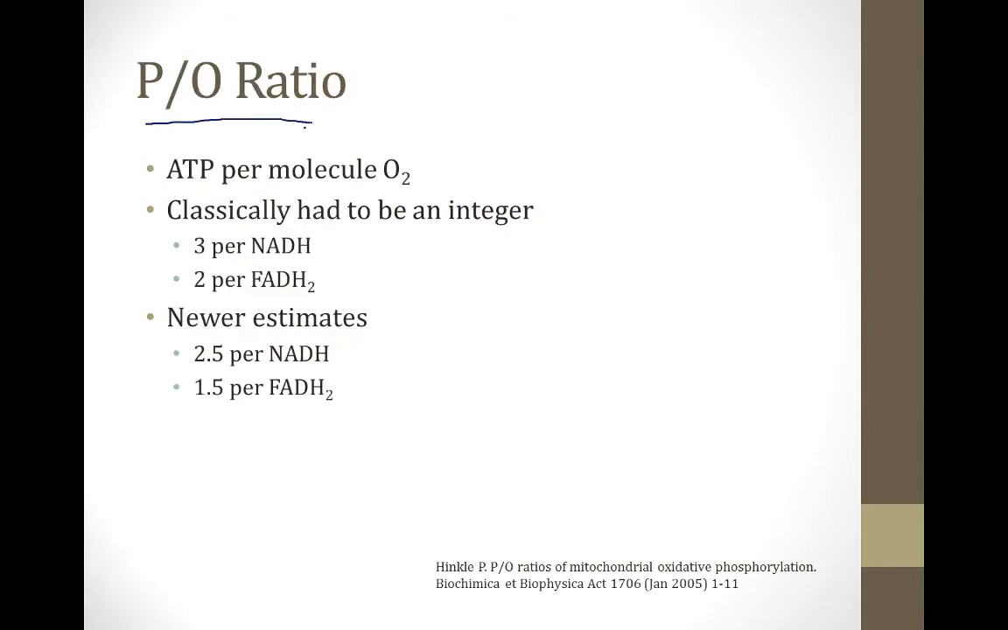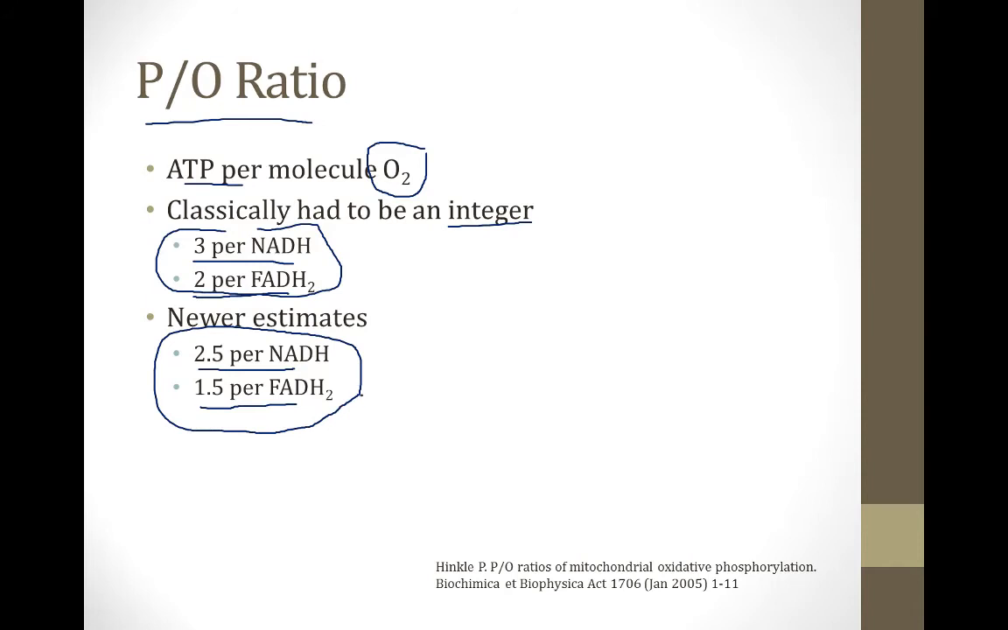The P/O ratio is the amount of ATP generated per molecule of O2 that undergoes oxidative phosphorylation. Classically, it was thought that the P/O ratio had to be an integer, and from this they derived that 3 ATPs were generated per NADH and 2 per FADH2, and a lot of textbooks still report these numbers. There are some newer estimates that it may actually be closer to 2.5 per NADH and 1.5 per FADH2, so you will see some textbooks that report these numbers, and that can be confusing. I've listed a review article on the screen here, which gives a nice description of how they determine the P/O ratios and why they're reported differently.